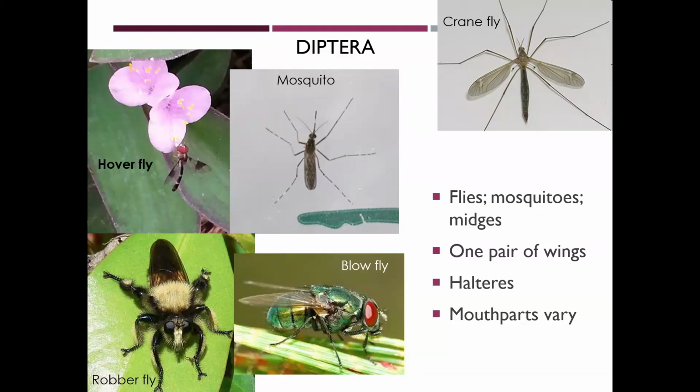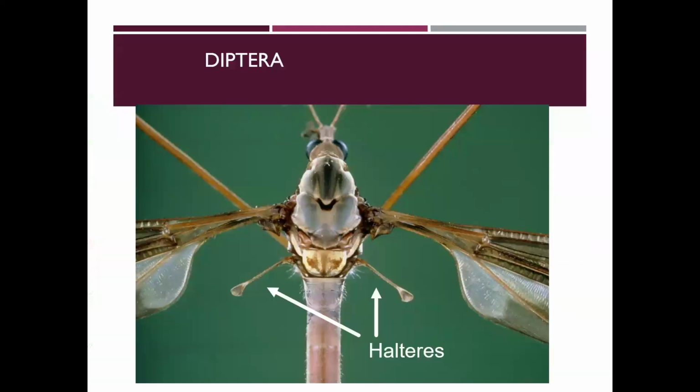The big characteristic for flies is that they have only one pair of wings. The second pair of wings have been reduced into what are called halteres, which you see in the picture there. And those are used to help the insect balance as they are flying around. So if you cut off one of those halteres, the insect is just going to fly in circles. So it's kind of like a gyroscope on a helicopter.